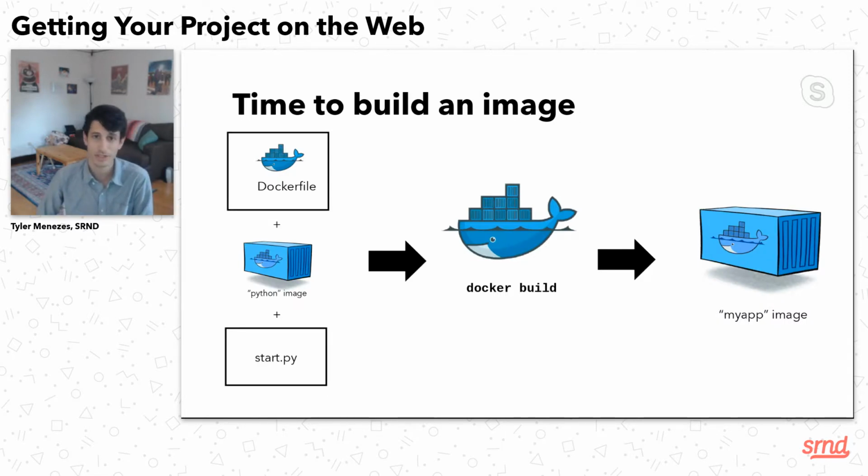So what that is going to do is Docker is going to go out from that Docker file that we just had. It's going to grab the Python image. It's going to run all those commands in the Docker file on top of that Python image. It's going to copy in start.py. So all 3 of those pieces, the Docker file itself with all the commands, the Python image, and the start.py, Docker build will go ahead and combine all 3 of those into this my app image, which is a container.